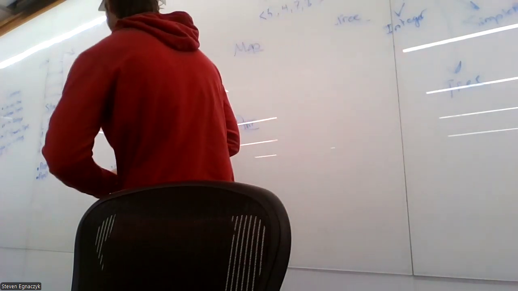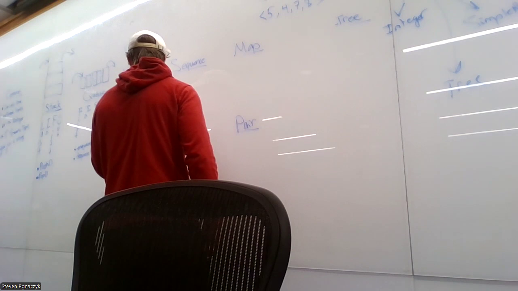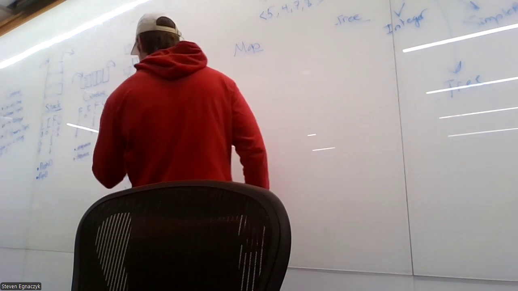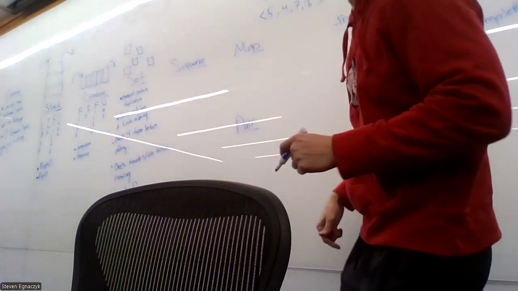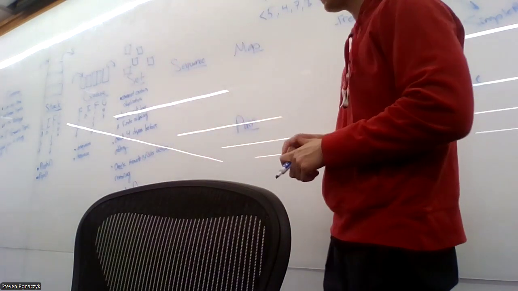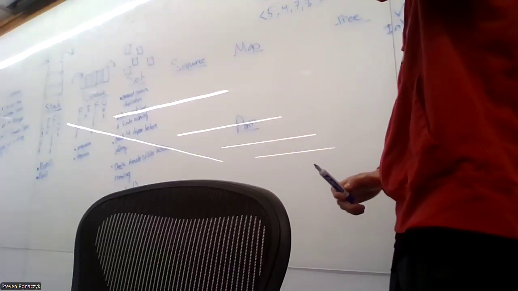A set does not have a finite ordering. All right, I have the penmanship of a 5-year-old. Ordering, which means that these two things are basically the exact same. Okay, those are sets. Sets are fun.